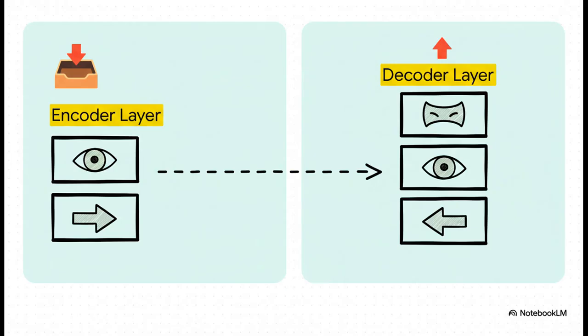Okay, so check this out. Here are the two main Lego bricks we're working with, the encoder layer and the decoder layer. And at first glance, they look pretty similar, don't they? Both have self-attention and a feed-forward network, but there are a couple of key differences.